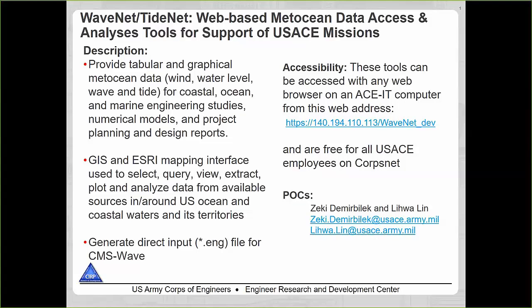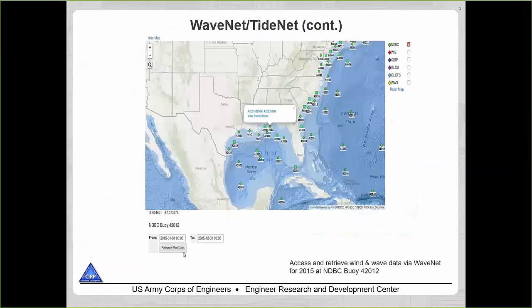So when you go in, you get a view of the entire United States. You'll notice there are a couple of buttons over on the right, and these are the types of wave data that are currently available with this tool, with WaveNet. And so you would just choose which tools you wanted to see points for.